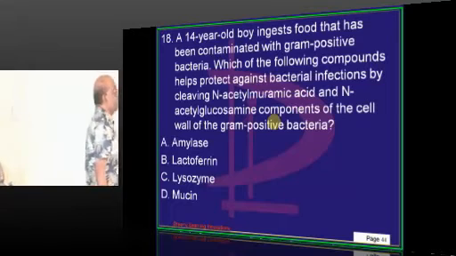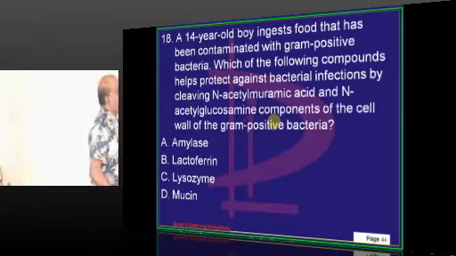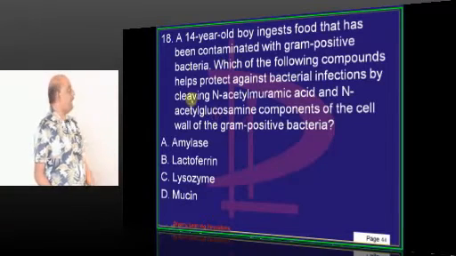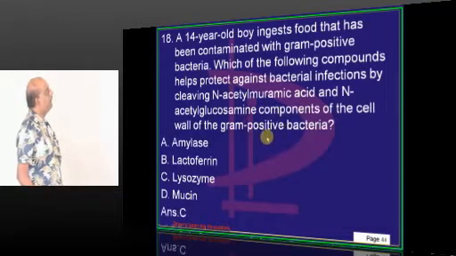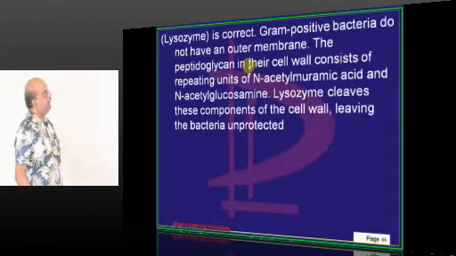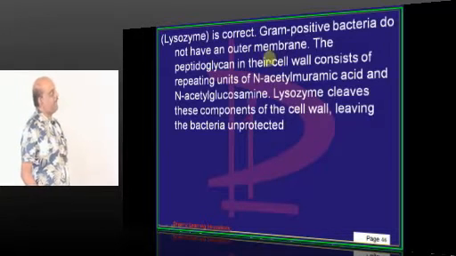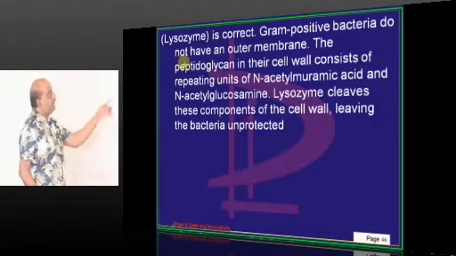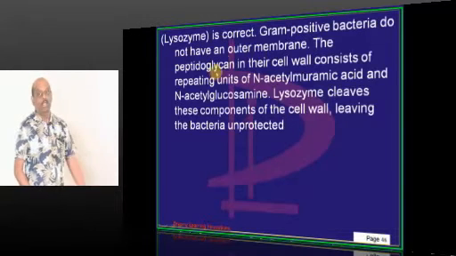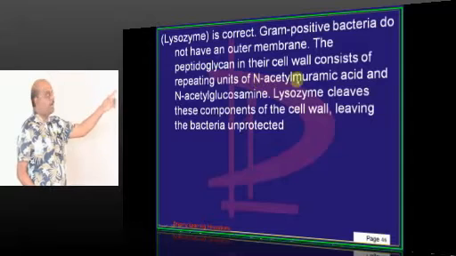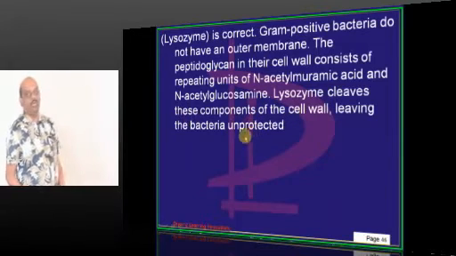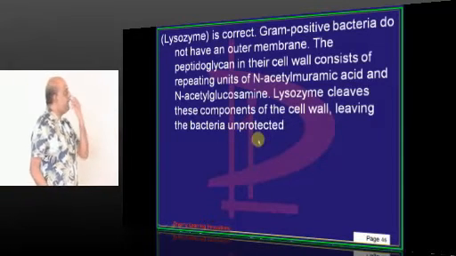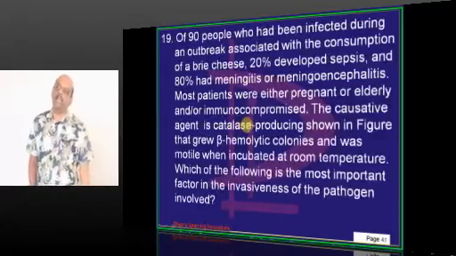Now doctor, a 14-year-old boy ingests food that has been contaminated with a gram-positive organism. Then what is the gram-positive organism's mechanism of pathogenesis? So they do not have an outer membrane, and the peptidoglycan in them has N-acetylmuramic acid, and it is lysozyme that cleaves these components of the cell wall, leaving the bacteria unprotected. That is the underlying basis of the immune reaction.